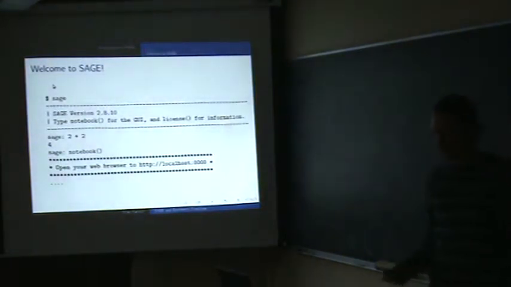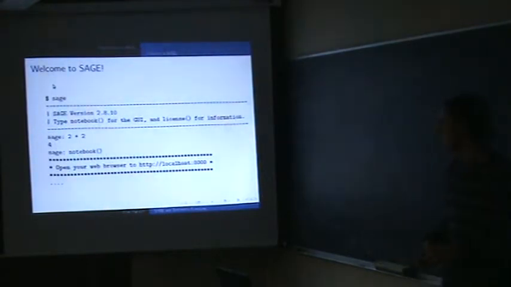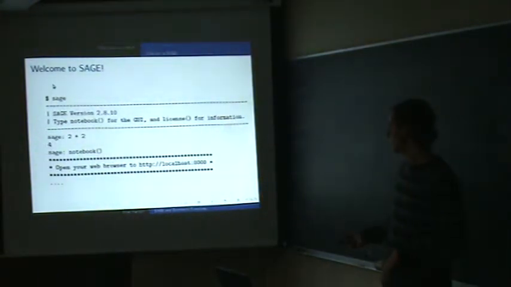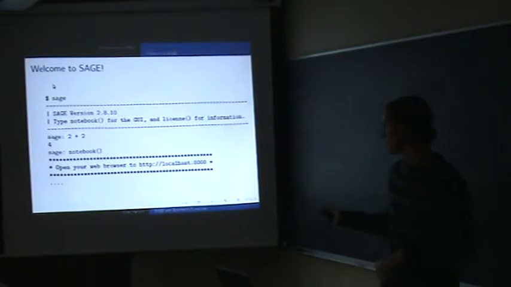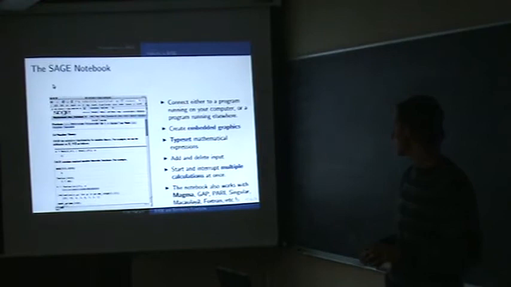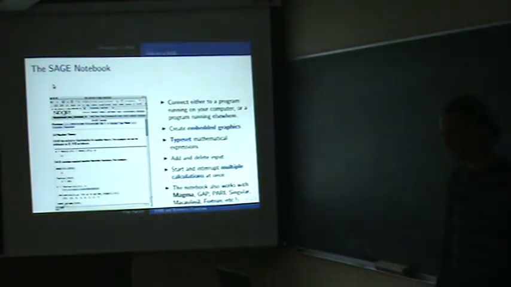Okay, so if you download Sage on your computer and open up command prompt and type in Sage, this is what you get. The current version is 2.8.10, and you get a little prompt here. You can do 2 plus 2, and thank goodness Sage gives us 4. And if you run the command notebook, it'll open up your web browser to the Sage notebook. And so for its graphical user interface, Sage actually has a web interface. So you use just like a normal web browser to use Sage.